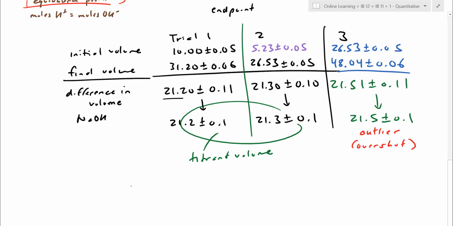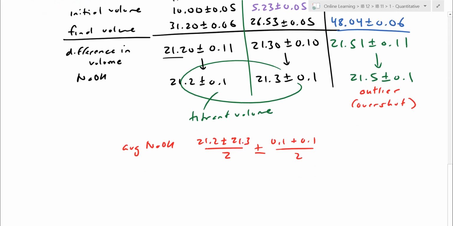So let's do what is the average NaOH that I dropped in. 21.2 plus or minus 21.3 divided by 2. And then the errors also get averaged. Right, that's my error there. This is going to be 21.25 plus or minus 0.1. And then I just round it again. So 21.3 plus or minus 0.1. Right? So just to show you, sometimes if one of them is overshot, you as an experimenter can just drop that out. At this point, believe it or not, it just falls down to a stoichiometry problem.